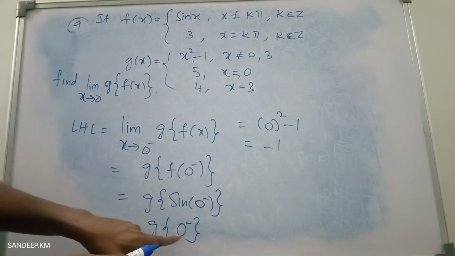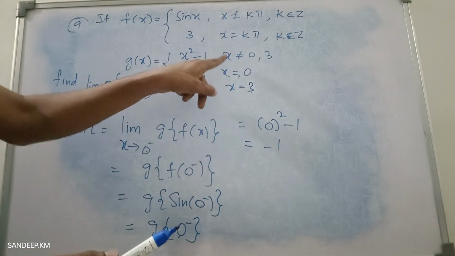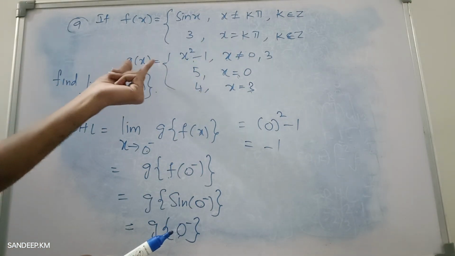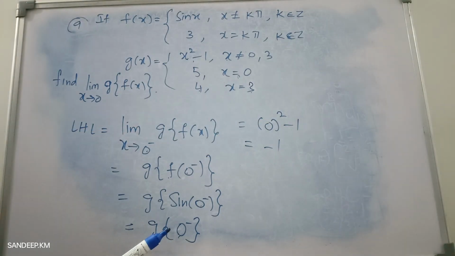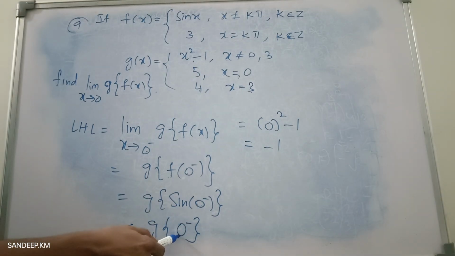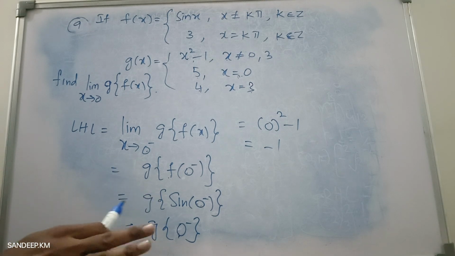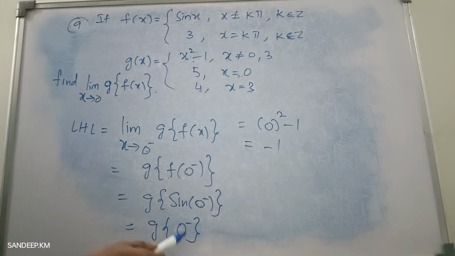For the function f, the input is not 0. It is just lesser than 0. Since input is not 0, I will take this function, g of x is equal to x square minus 1. What some students will do is, they will write f of 0 minus, they will write sine 0, they will write 0. Since input is 0, they will write 5 as the answer. Be careful. It is not exactly 0, it is 0 minus.